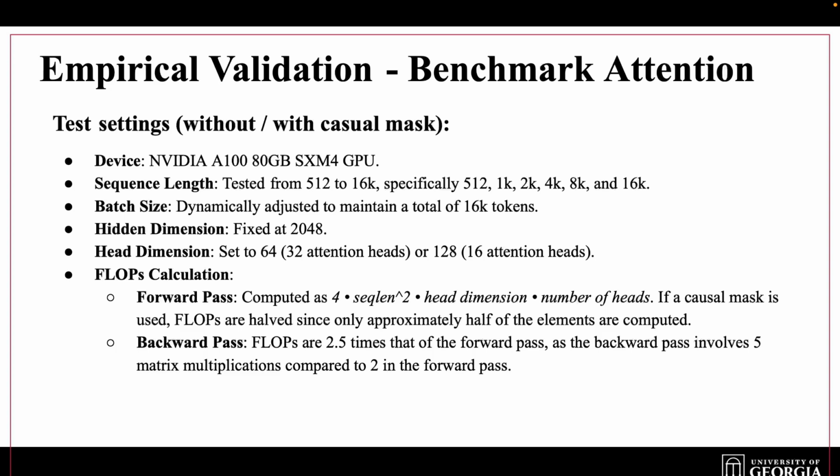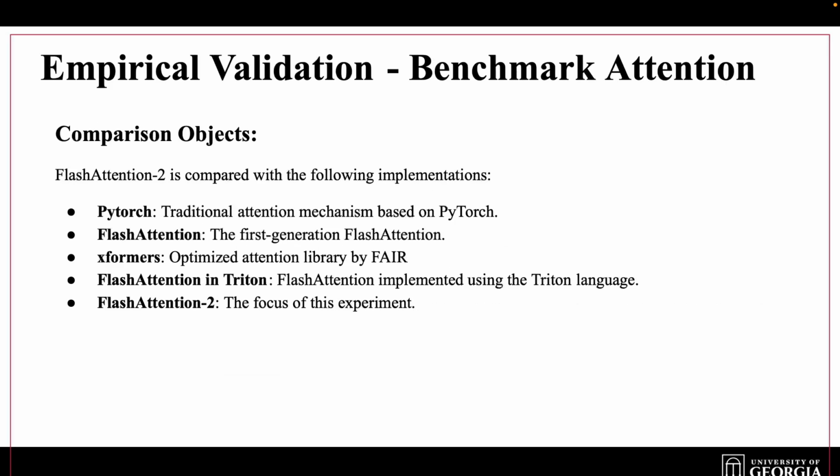For FLOPs, forward pass calculations use this formula as follows. Halve it with a causal mask. Backward pass FLOPs are 2.5 times higher due to additional matrix multiplication. Here, the researchers outline what they are comparing: the traditional PyTorch attention mechanism, the first generation FlashAttention, xFormers from FAIR, FlashAttention implemented in Triton, and FlashAttention 2.